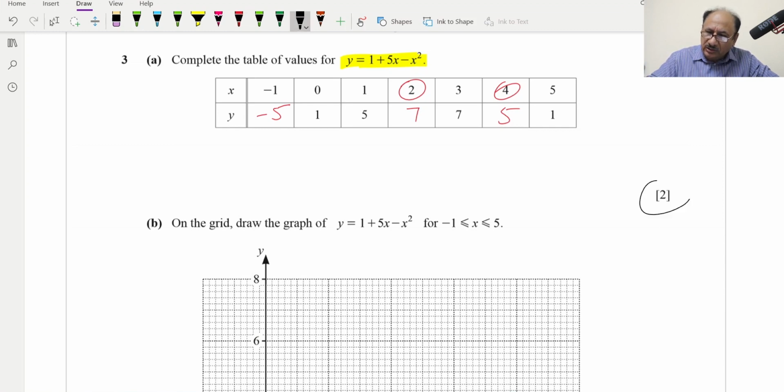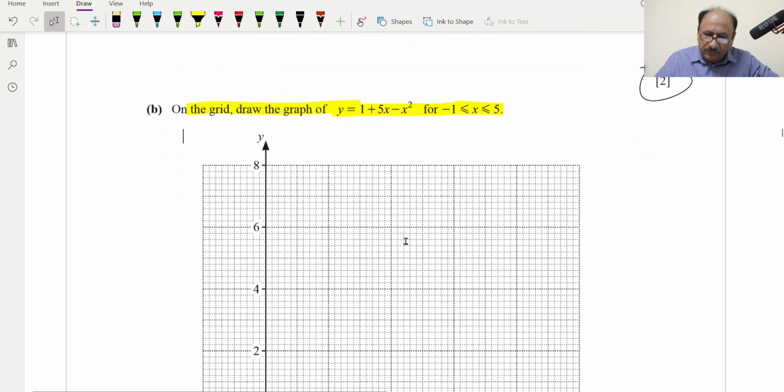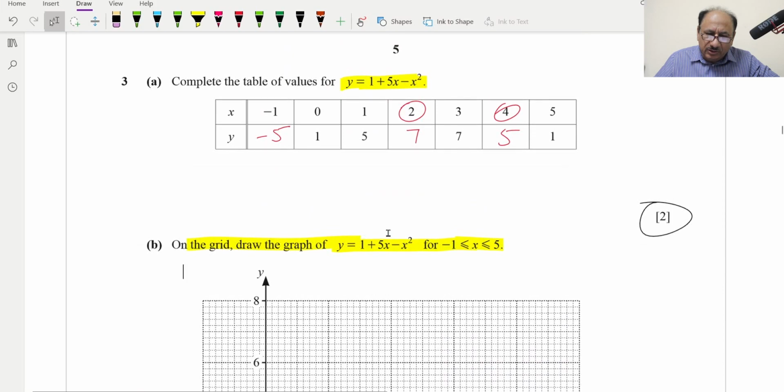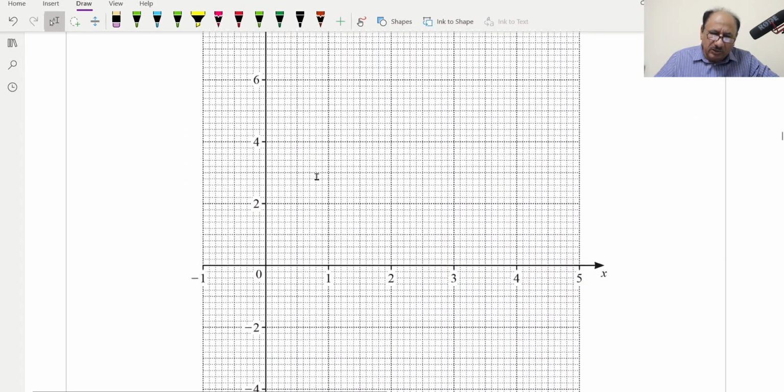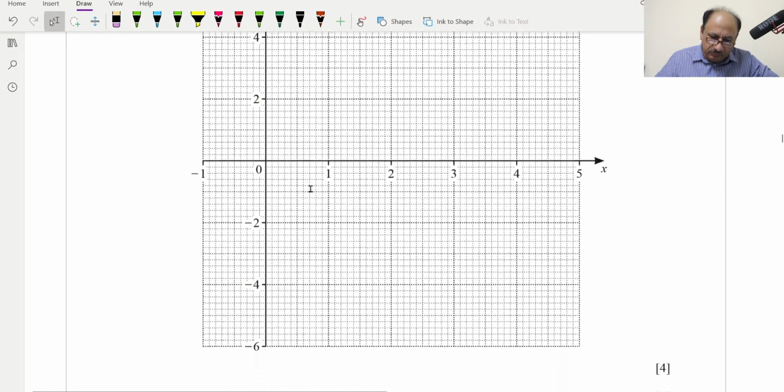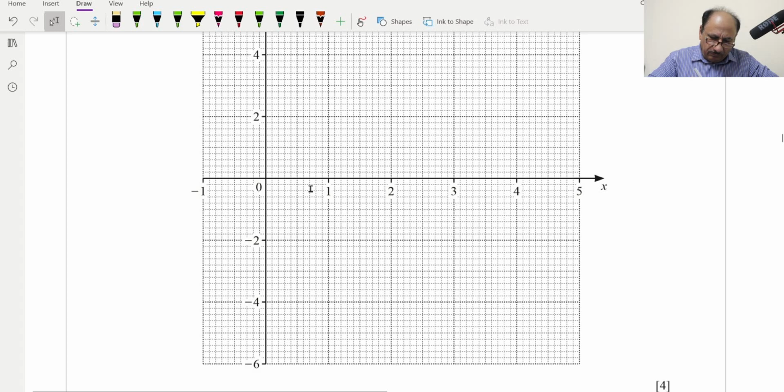Which is 2 marks, and you have seen how easily, with the help of a calculator, we have completed the table. Now we have to draw the graph, basically part B, and we will take the values from this table of values. -1 and -5. Yes, so -1 and -5 will be this point.